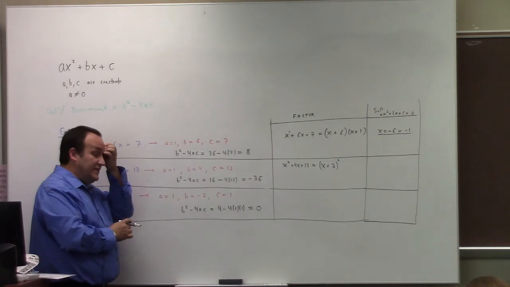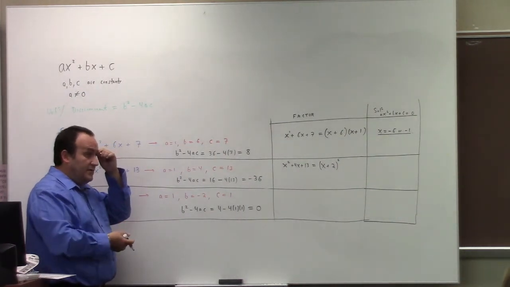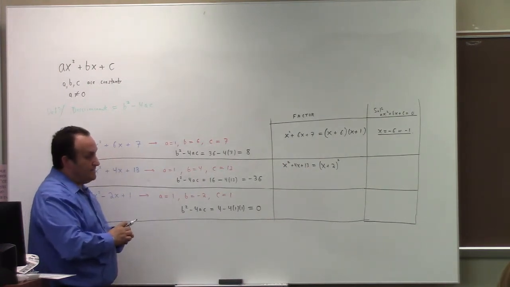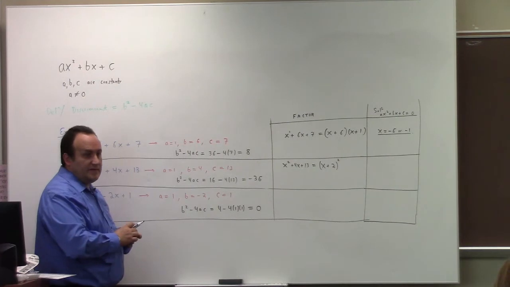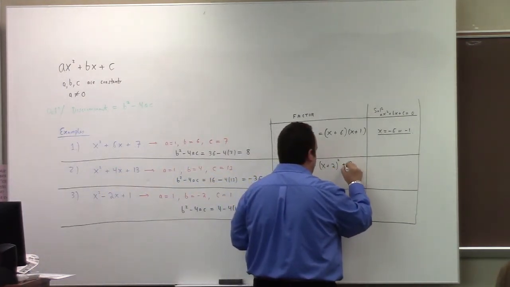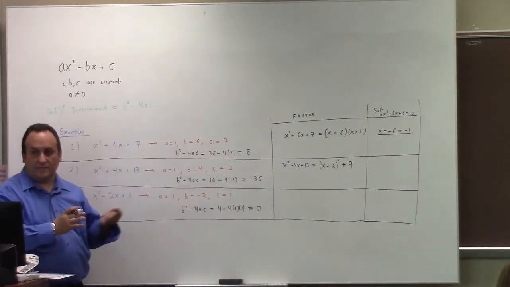Then what have I done? I've added 4, right? Because 2 squared is 4. So I have to subtract 4 to be fair. What's 13 minus 4? It's 9, right? So when we complete the square and the discriminant's negative, we're going to end up with a square plus a number, right?